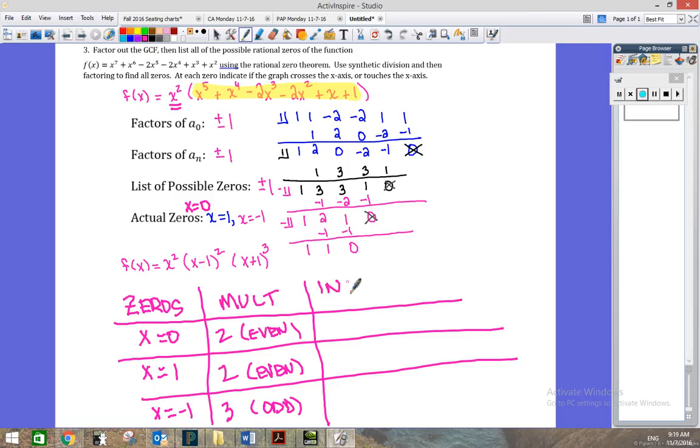How are we intersecting the x-axis? Well, it's always going to intersect the x-axis as a cross or as a touch and turn. When you have an even multiplicity, it's a touch and turn. When you have an odd multiplicity, it's a cross.